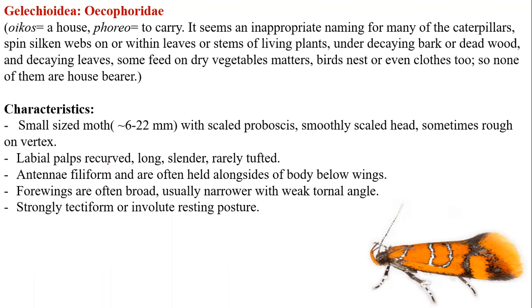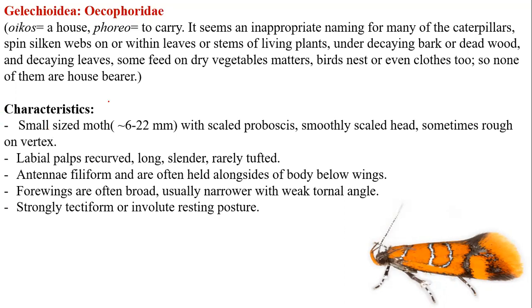However, their caterpillars spin silken webs on or within leaves or stems of living plants, under decaying bark, or in dead and decaying leaves. And some feed on dry vegetables, birds' nests, or even clothes. So none of them are actually house bearers. So this is an inappropriate naming, I think.